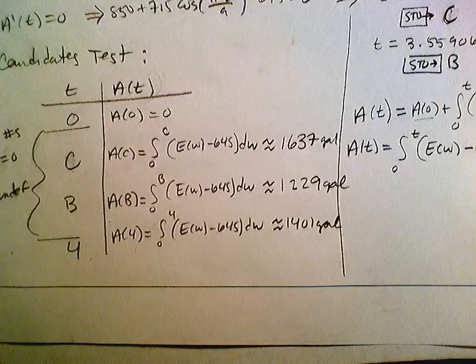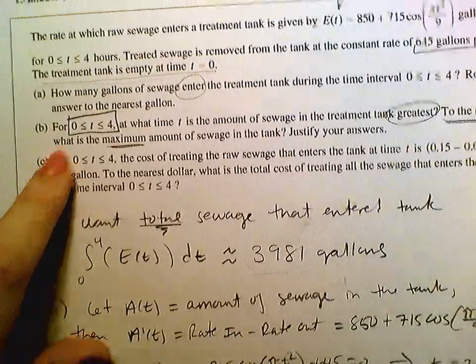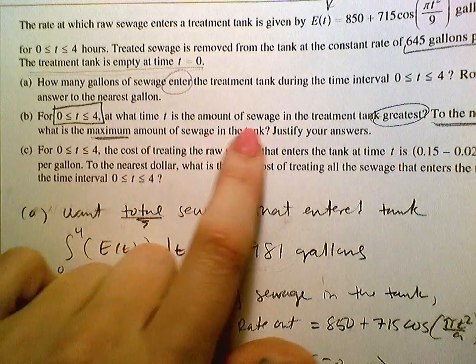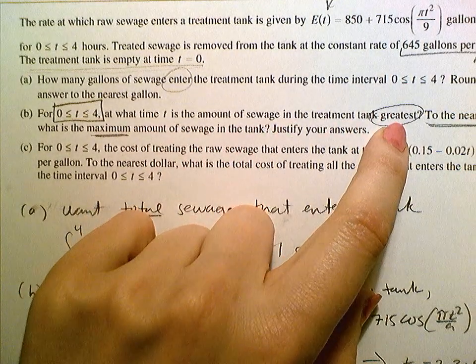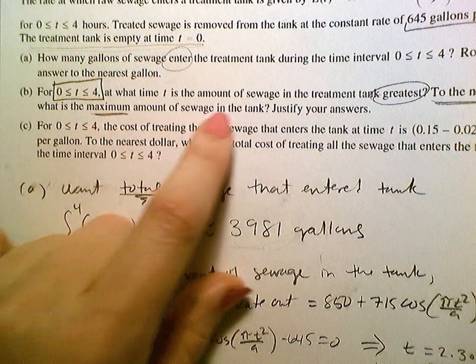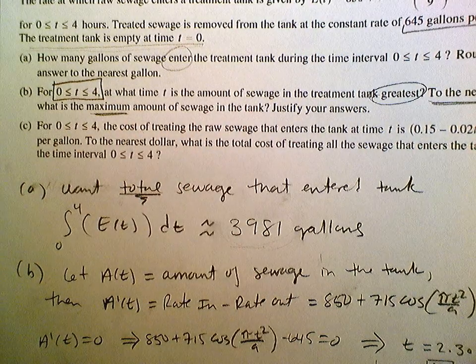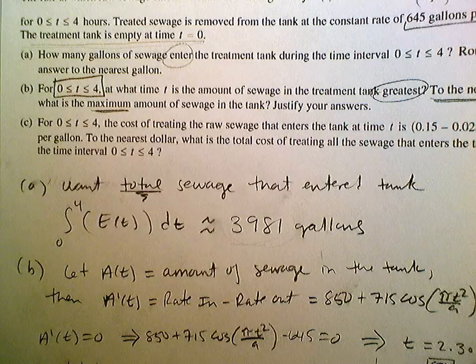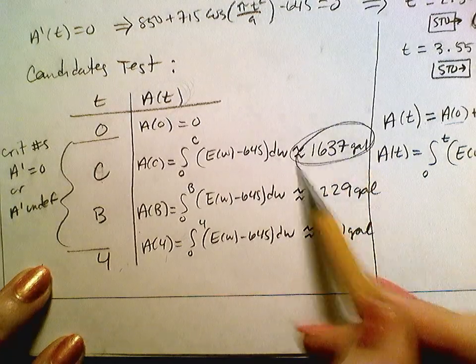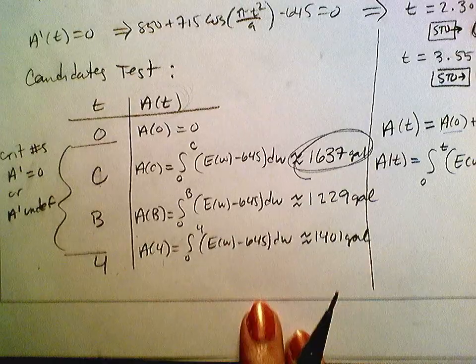Okay, so back to what they're asking. At what time is the amount of sewage in the treatment tank greatest? And then to the nearest gallon, what is the maximum amount of sewage in the tank? Justify your answer. So, all right, what's the greatest one? It's this right there, okay?